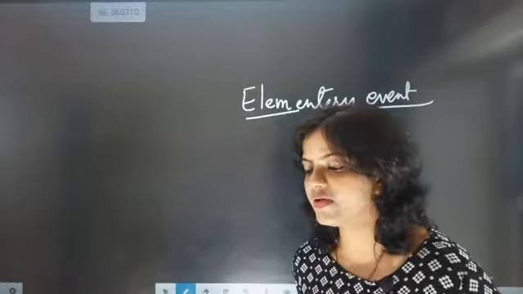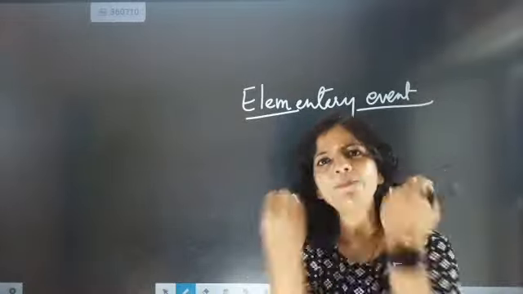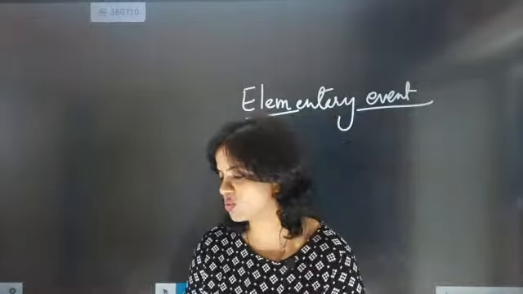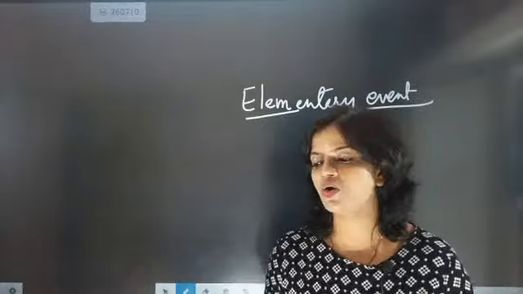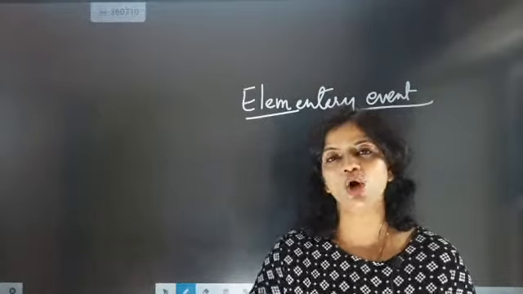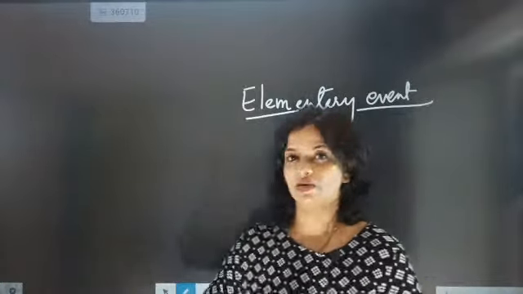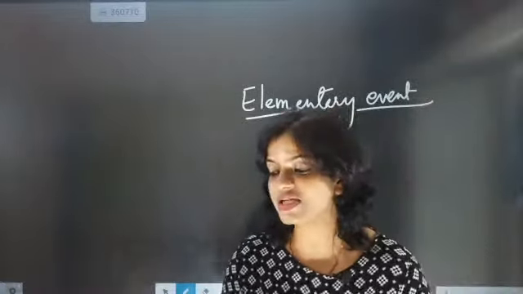What can be an elementary event? Now I am just explaining it in the simplest way. You have given me a coin and you said, auntie, play with this coin. Now I tossed the coin, I got a tail. Okay, this is an outcome. Outcome is exactly what?